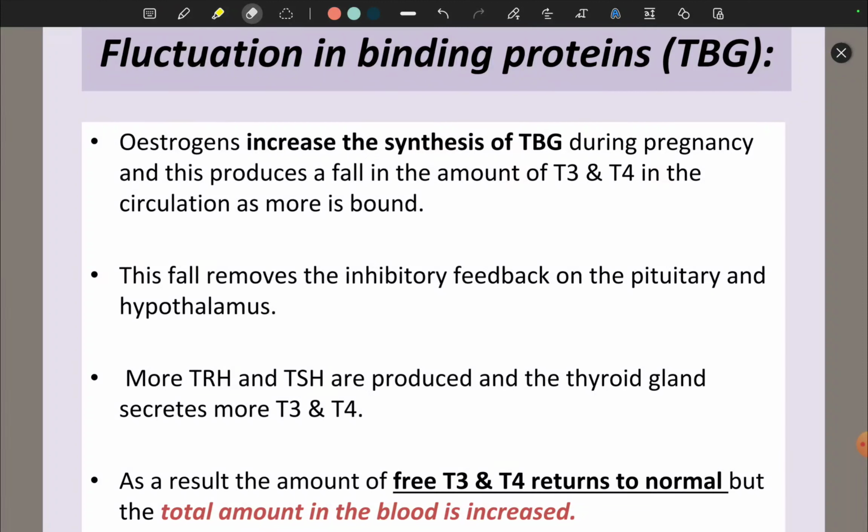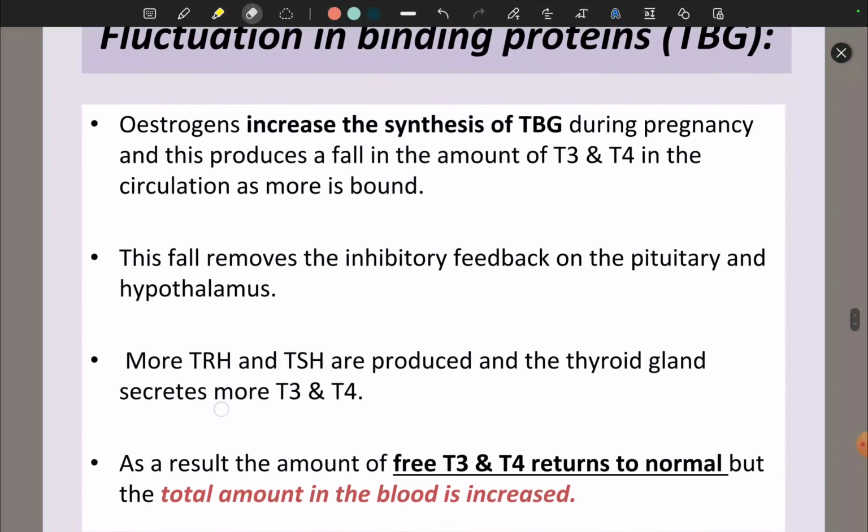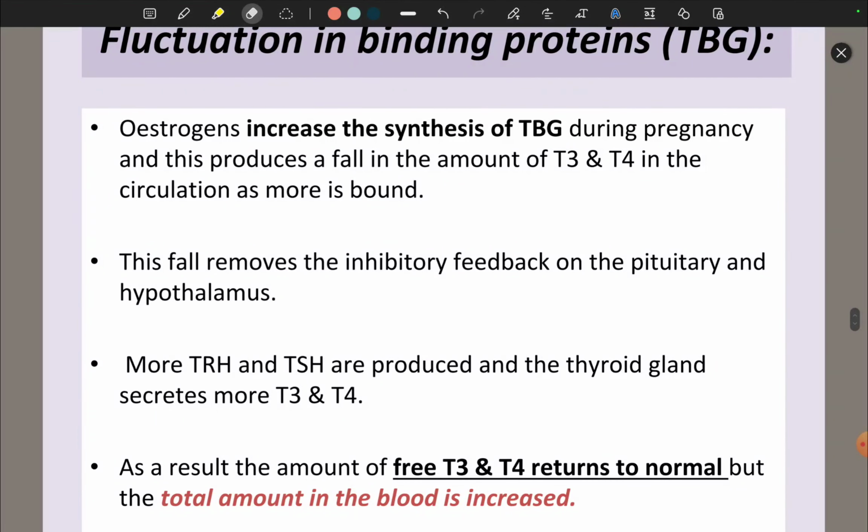Any disease that can cause a decrease in protein formation or protein loss, such as renal disease or liver disease, will change the protein level. The total hormone changes while the free one remains normal. That's why it is better to send free hormone, especially for the thyroid, free T3 and T4, instead of the total hormone.